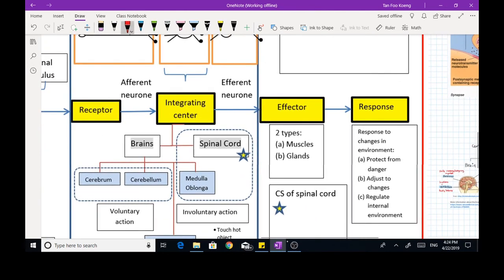Now the response, why do we respond to all these changes in the stimulus? It is because we want to protect ourselves from danger, because we need to adjust to the changes in the external environment. If you see danger, most likely you want to run away from it. If you see food, of course you need to go and grab the food. If the surrounding temperature is too hot, we are going to find a shady area. And lastly, to enable us to live in a wide range of habitats, we need to regulate the internal environment. If you are able to keep your body temperature constant, then you can live in a temperate region, you can live in a tropical region. It is okay because you can still maintain your internal environment.